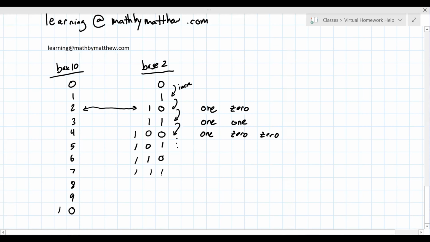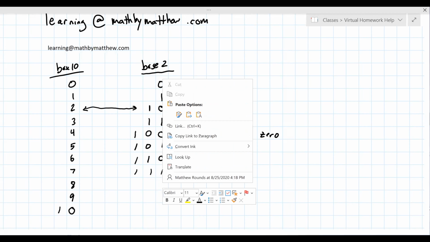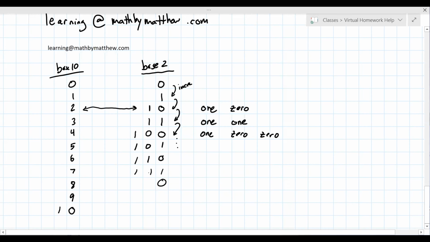8 has the problem like we had when we went from 3 to 4. When we increase this first position, it goes up to 0. That carry comes into the second position. Well, it goes to 0. Another carry becomes 1. 9 is 1, 0, 0, 1. And 10 is one of the easiest ones to remember because it really is 10, but it's stated as 1, 0, 1, 0.